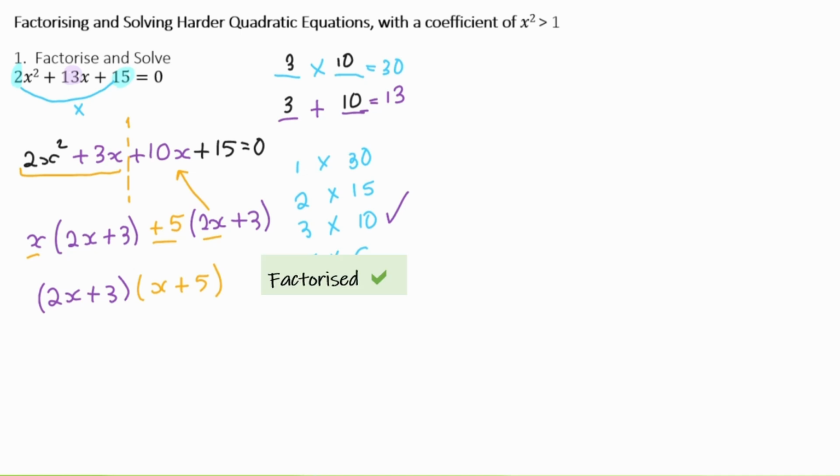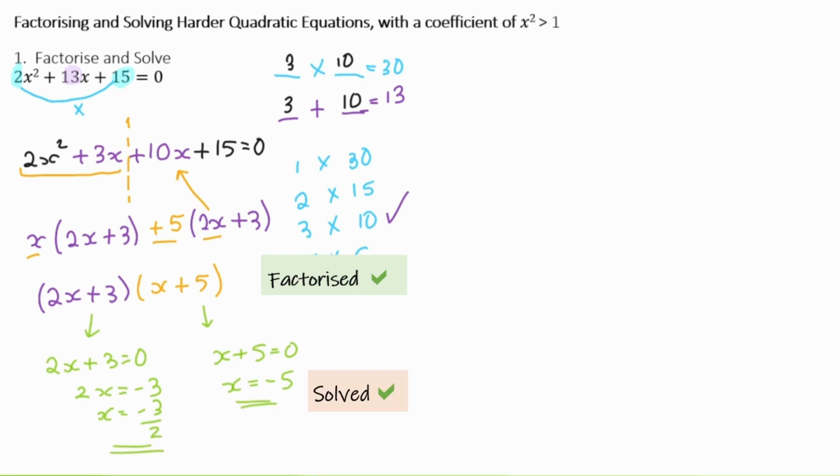And if we now want to solve this equation, we have to separately equate both brackets to 0. So first, we are going to put 2x plus 3 equal to 0. And in order to solve this, we would have to minus 3 on both sides. So that would give us 2x is equal to minus 3. We would then have to divide both sides by 2, which would give us x is equal to minus 3 over 2. For the second one, if x plus 5 is equal to 0, that means x would have to be equal to minus 5. So these are the two solutions for this equation.